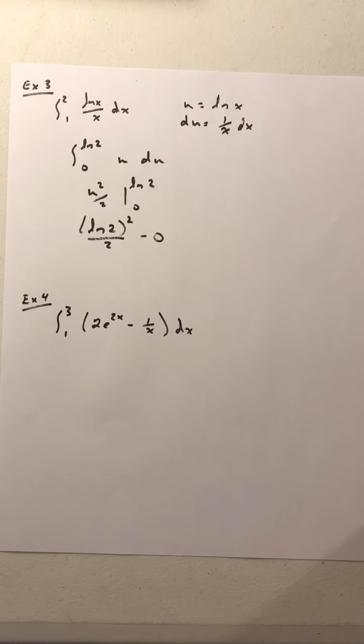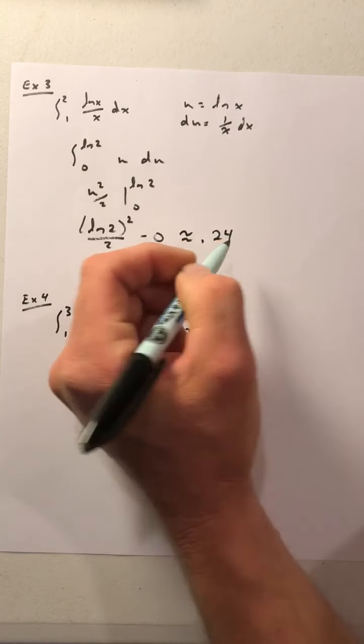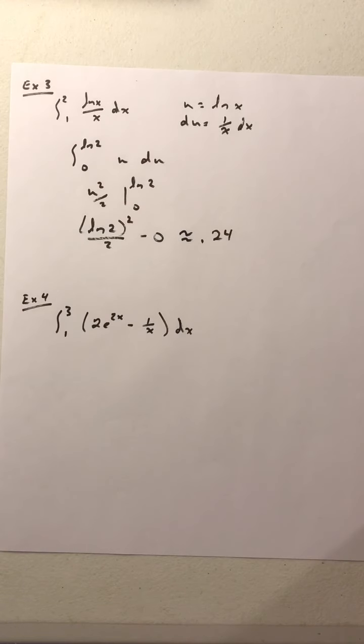Again, I can put that into the calculator. So I have the natural log of 2 squared divided by 2 gives me approximately 0.240, or just 0.24.